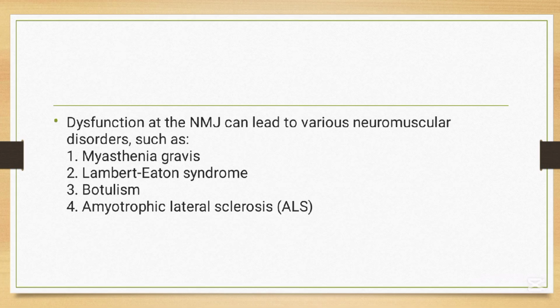What is the dysfunction? Dysfunction at the neuromuscular junction can lead to various neuromuscular disorders, such as number 1 is myasthenia gravis, number 2 Lambert-Eaton syndrome, number 3 botulism, number 4 amyotrophic lateral sclerosis, ALS. So these are the disorders that we see in neuromuscular junction dysfunction.